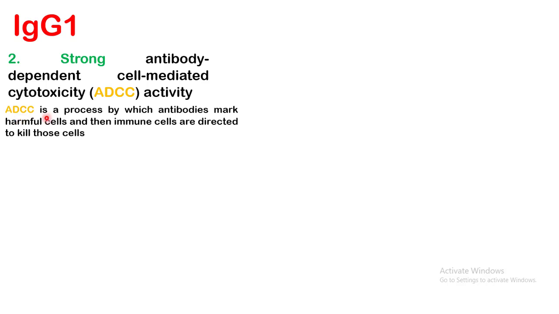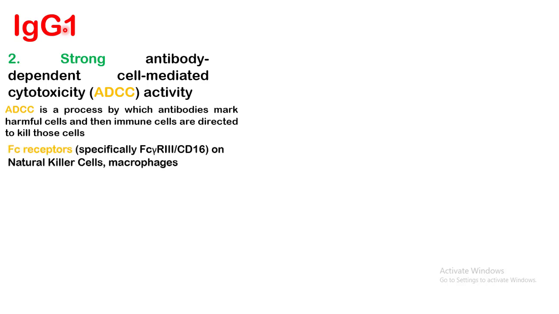So ADCC is actually a process by which the antibodies mark the harmful cells, and then the immune cells are directed to kill those particular cells. So you can simply say that the immunoglobulin G1 is actually tagging the foreign pathogens to be killed by the other immune cells. Let me give you some examples of this. When we talk about the cytotoxic immune cells, the natural killer cells and the macrophages are the main players.